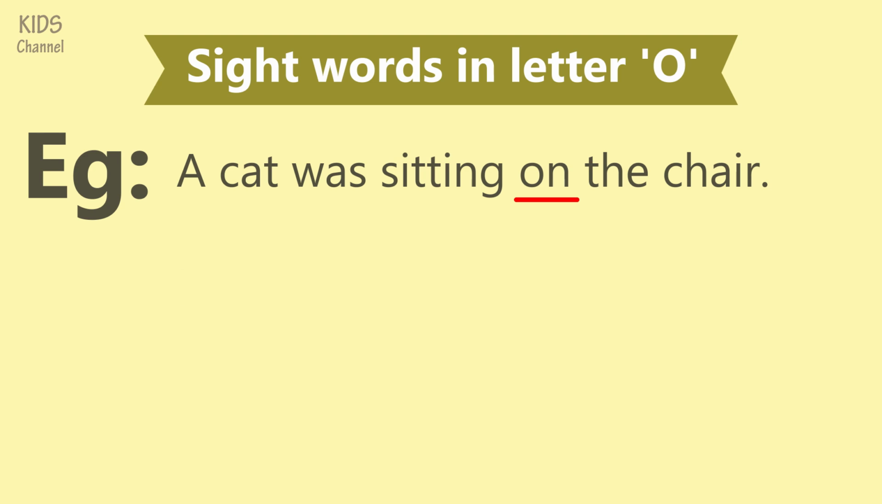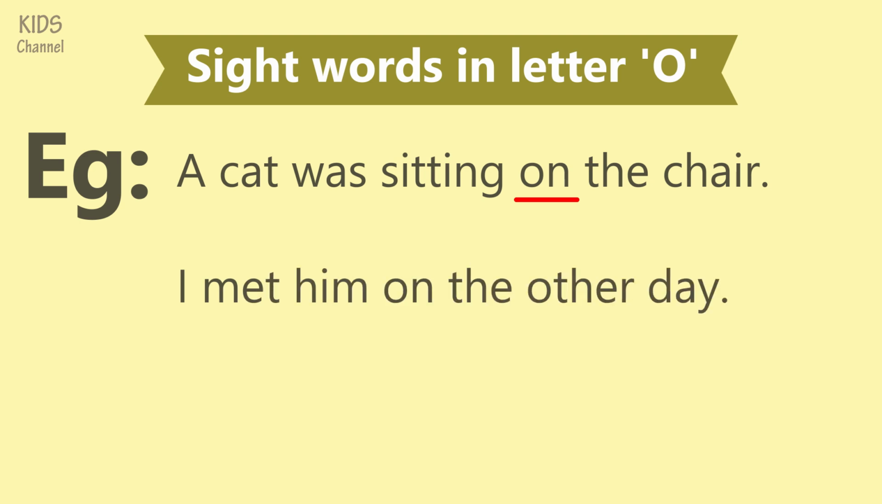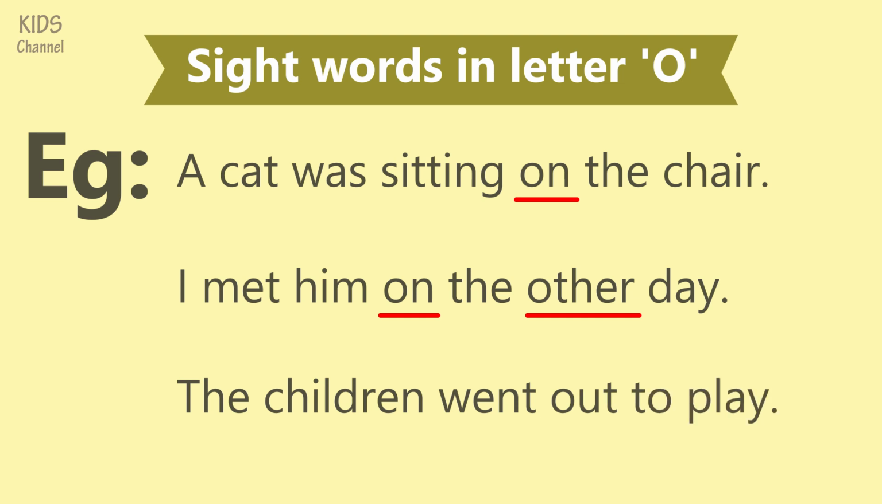Example 2. I met him the other day. Here, on and other are the sight words in letter O. Example 3. The children went out to play. Here, out is a sight word in letter O. From the above examples, on, other, out are the sight words you can identify from the letter O.